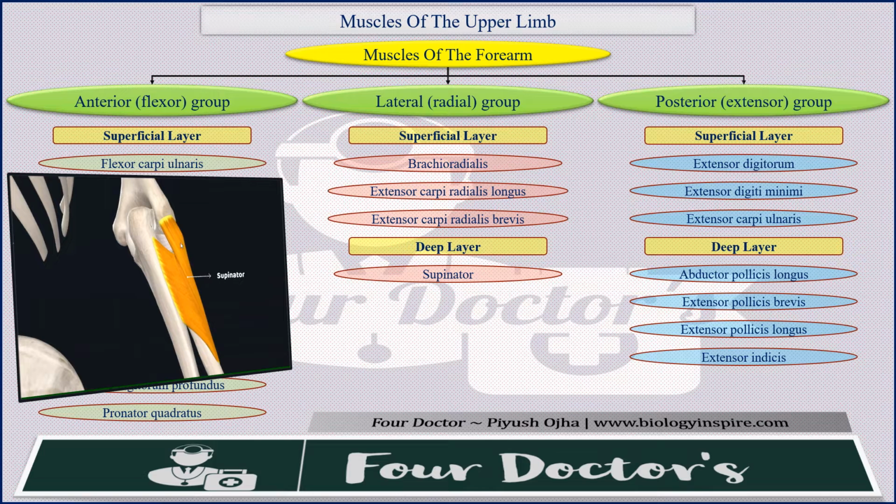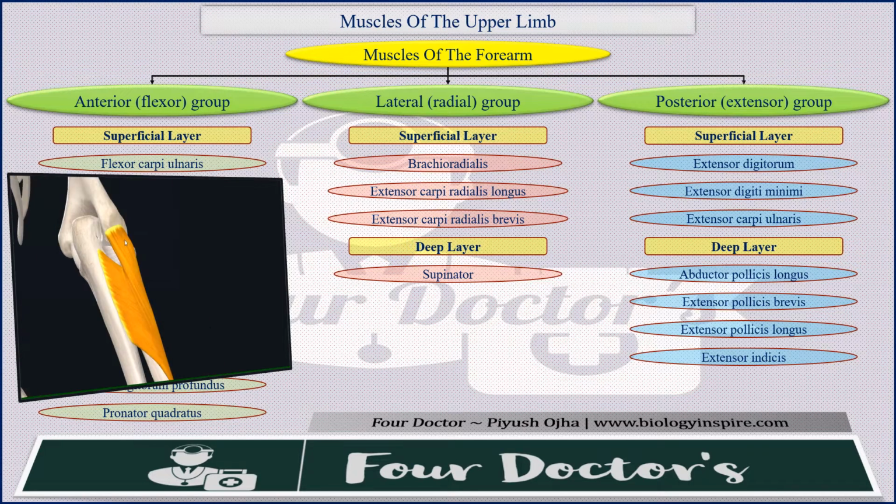So the supinator is this flat fusiform type of skeletal muscle that lies in the posterior or extensor compartment of forearm, and it occupies the deep layer of muscles in the posterior or extensor compartment of forearm. So this muscle has got a broad spectrum of origin, and it originates from the lateral epicondyle of humerus, the annular ligament of the proximal radio-ulnar joint, and the supinator crest of ulna.